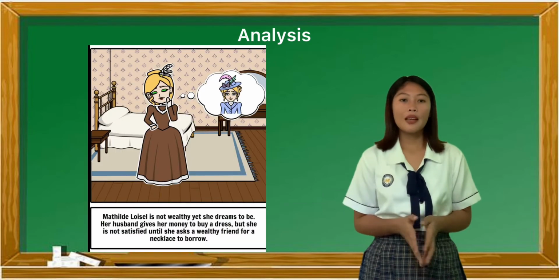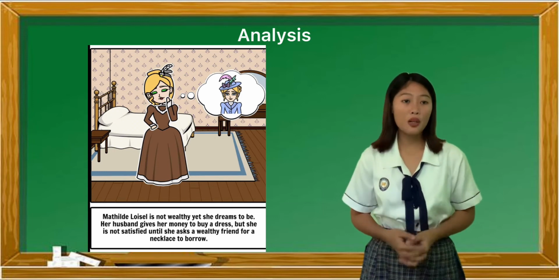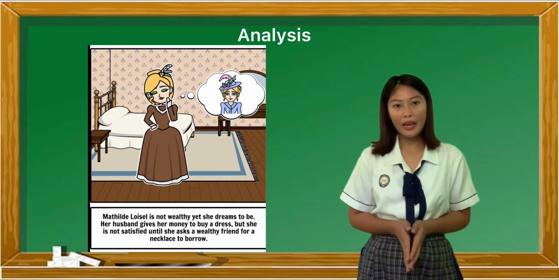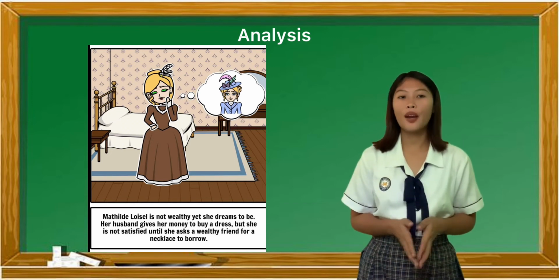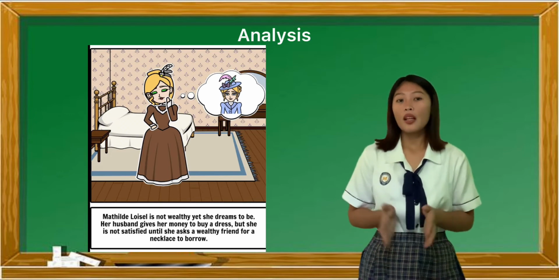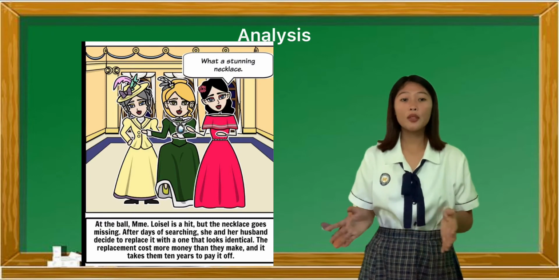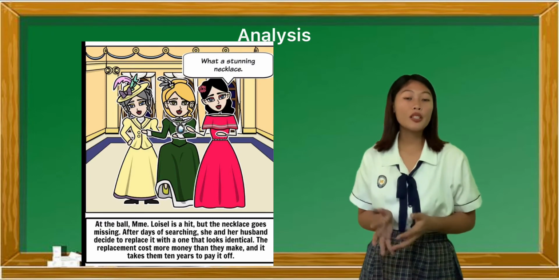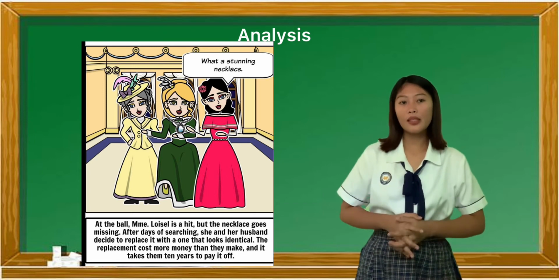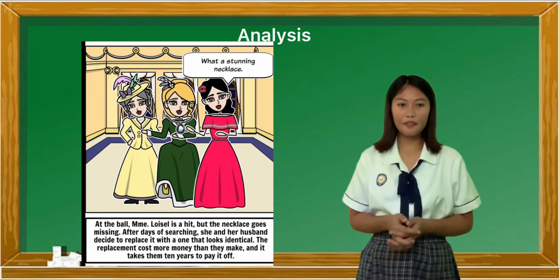So Mathilde Loisel is not wealthy, yet she dreams to be. Her husband gives her money to buy a dress. But she is not satisfied until she asks a wealthy friend named Mrs. Forrester, and Mathilde borrowed a necklace from her. At the ball, Mathilde looked very pretty and it made her swell with joy. When they reached home, they noticed that the necklace was missing. They looked around, but they didn't find it.